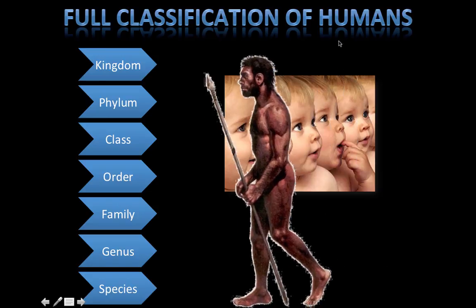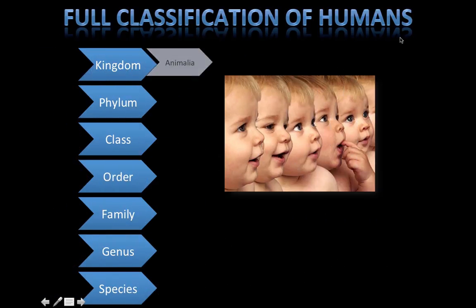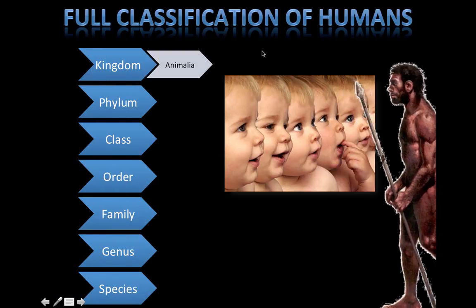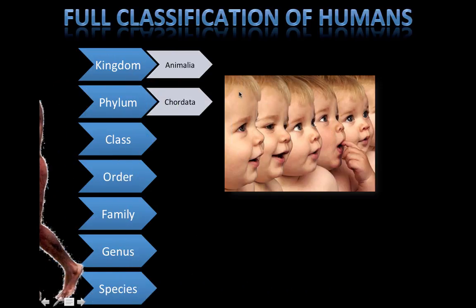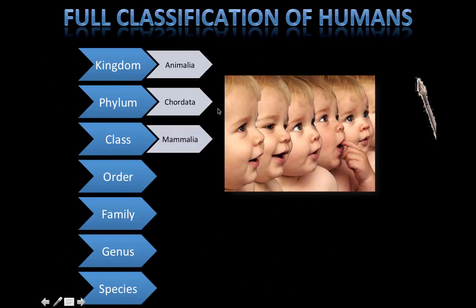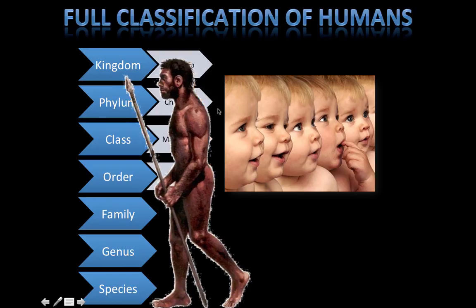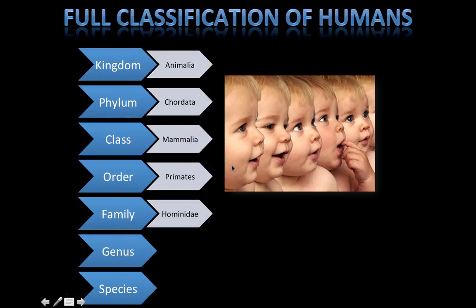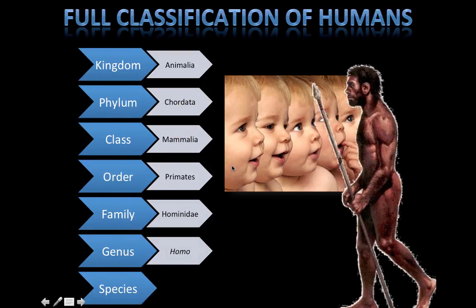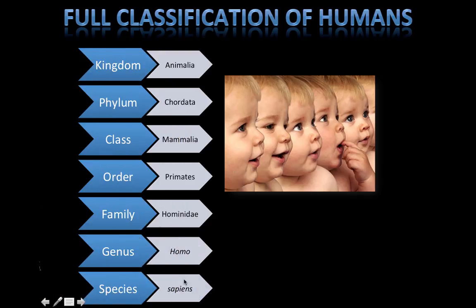You need to know the full classification of humans. For kingdoms, obviously we are animals, so it's Animalia. The phylum is Chordata. The class is Mammalia for mammals. The order is Primates. Family, Hominidae. And the genus is, of course, Homo, and the species is sapiens.